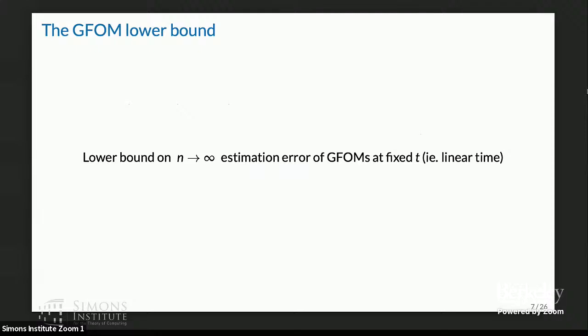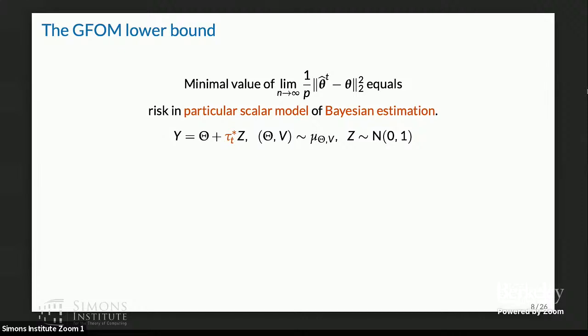Okay, and our result is going to be a lower bound on the estimation error of any general first order method in the fixed t and n going to infinity asymptotics, which corresponds to time that's linear in the size of your data. So what is the lower bound? Well, the lower bound is going to be of the following form.